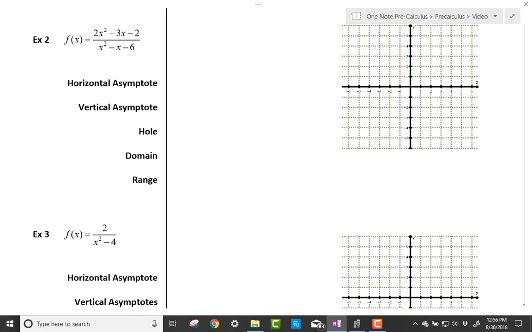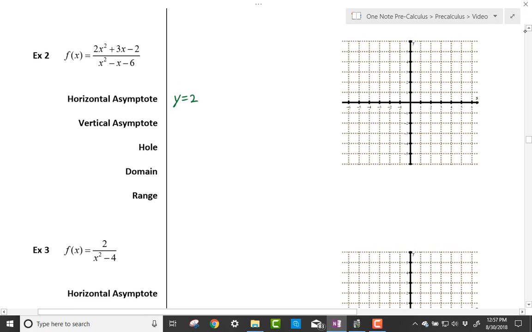So this one here, horizontal asymptote, I can do that from the regular equation. I look at my equation, I see 2x squared over x squared. I divide those out and I get y equals 2. Vertical asymptote, a little more difficult in this case. So what I want to do now is factor it.